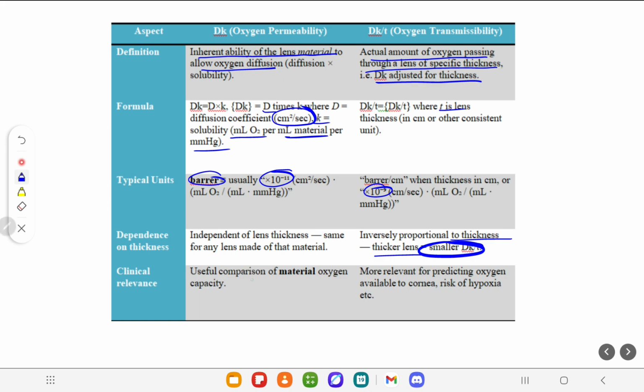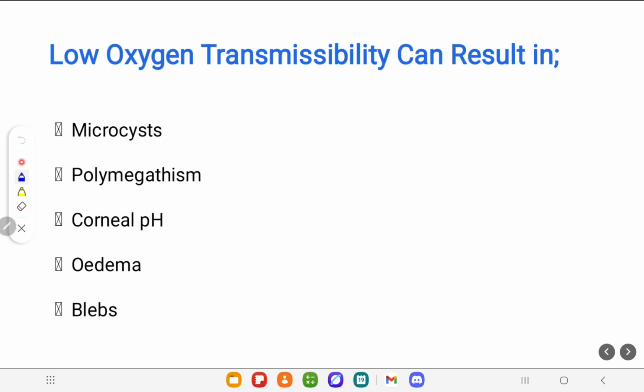So, clinical relevance: Dk is useful for comparison of material oxygen capacity. So we always compare one material to another, not a particular contact lens. Dk/t has more relevance to predict oxygen availability to the cornea, risks of hypoxia, etc. And it is even more reliable when we try to predict oxygen passing to the central cornea and peripheral cornea whenever we have a high refractive error, like let's say minus 10 or plus 10. So let's move to another topic that we're going to discuss.